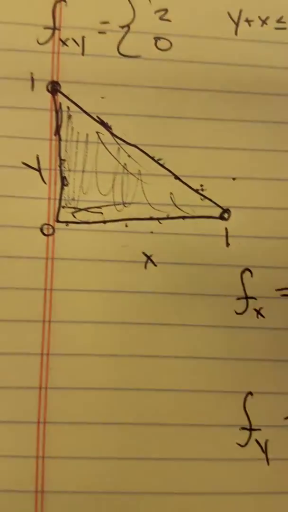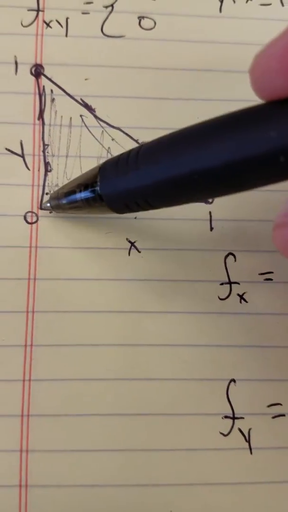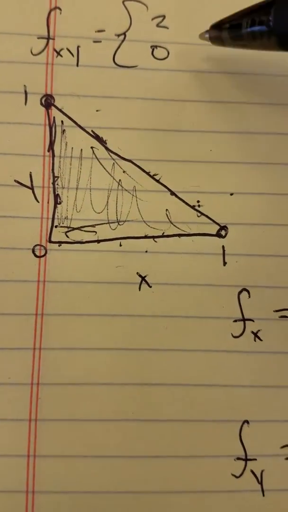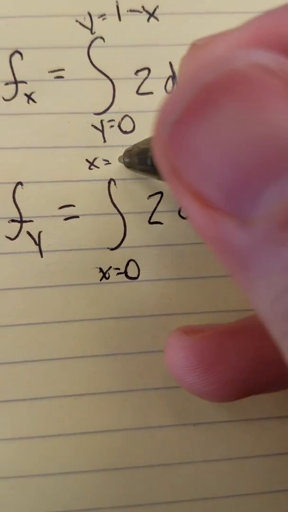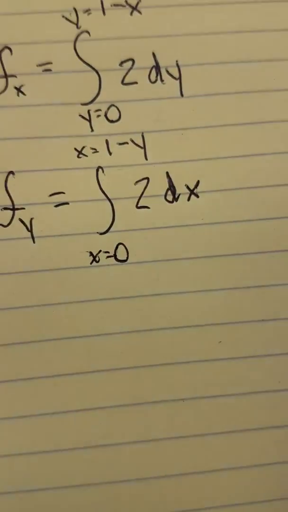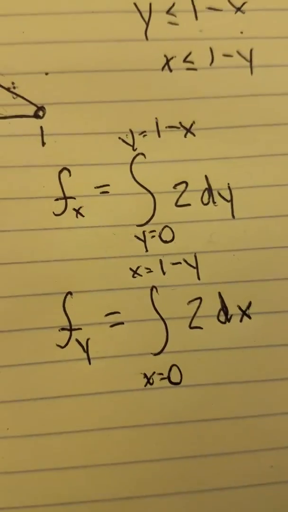So when you do that, you know that this function has a lower limit of x equals 0 and an upper limit of this line, 1 minus y. And then you just evaluate these integrals to get the marginals of those two.